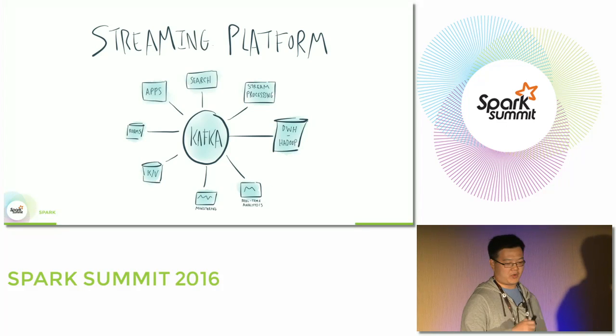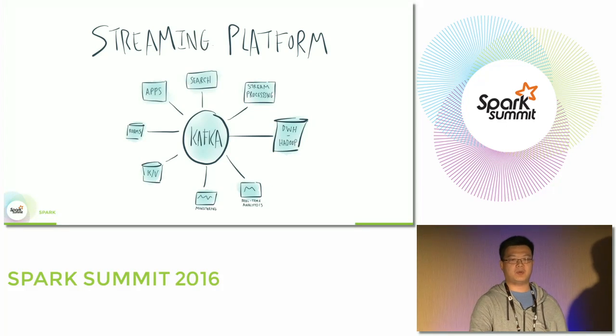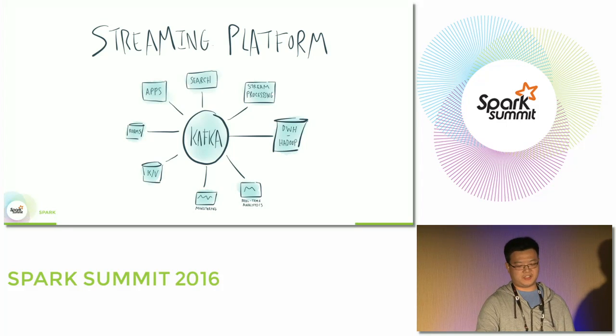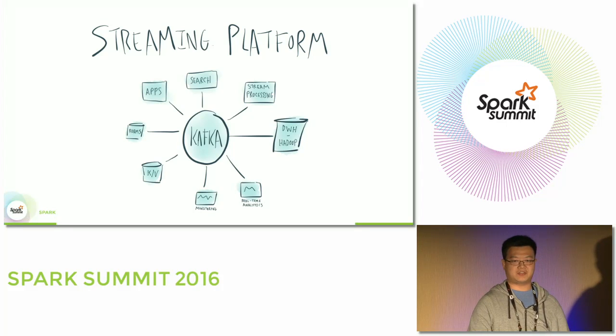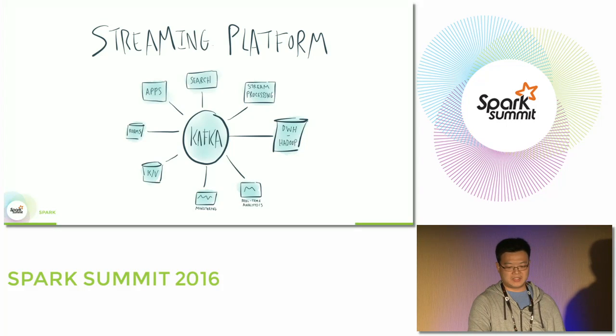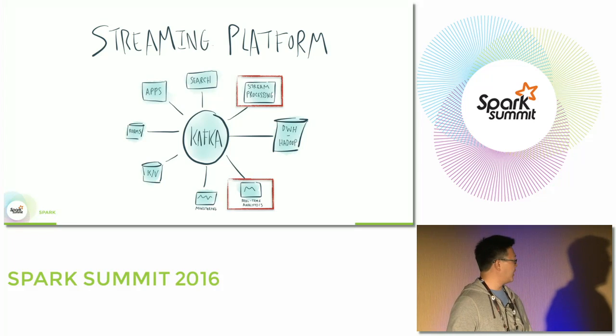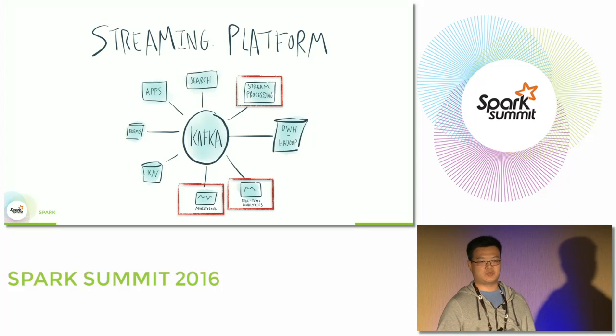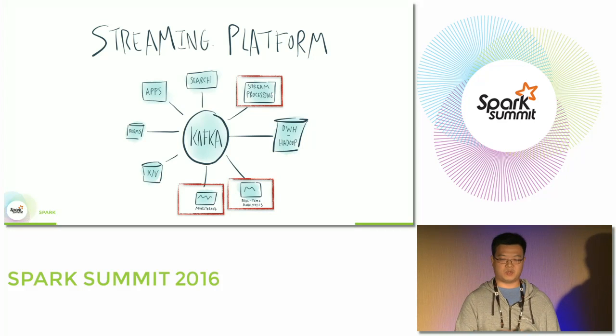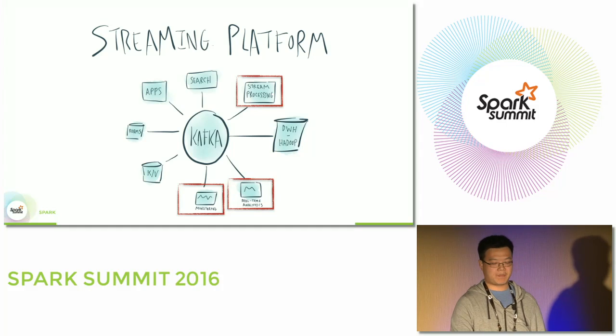So back to this diagram. Given all those properties, I think it's easy to see that Kafka can fit a central role for your streaming pipe, for your real data as well. And you can build your stream processing applications around your Kafka clusters as a storage layer, for applications such as real-time analytics, real-time monitoring, and also real-time machine learning applications.